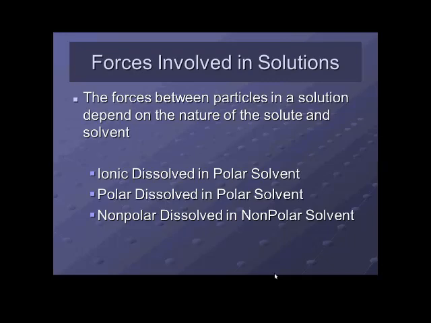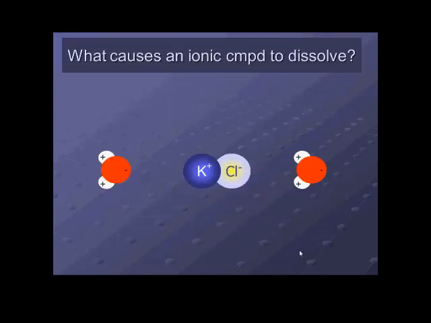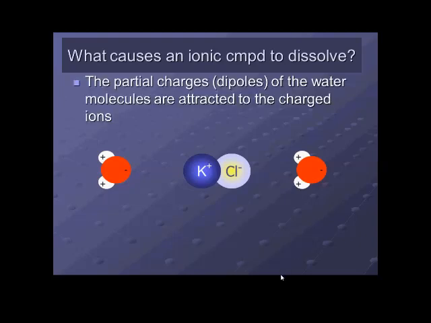We can have ionic compounds dissolved in polar solvents, we can have polar things dissolved in polar solvents, or we can talk about mixing two nonpolar things. So we're first going to look at ionic things. Here we have a typical ionic compound, potassium and chloride. They're held together because the ions have opposite charges.